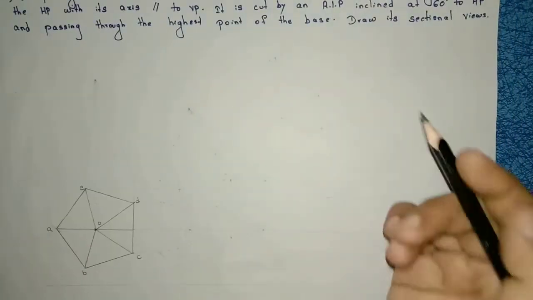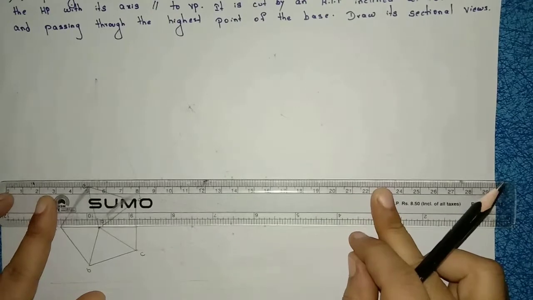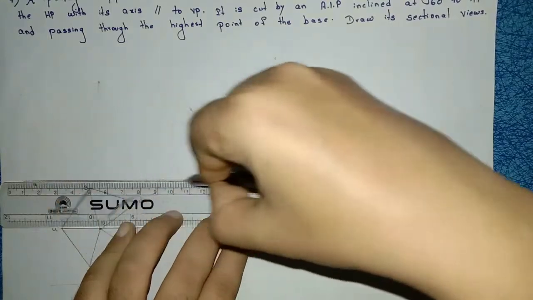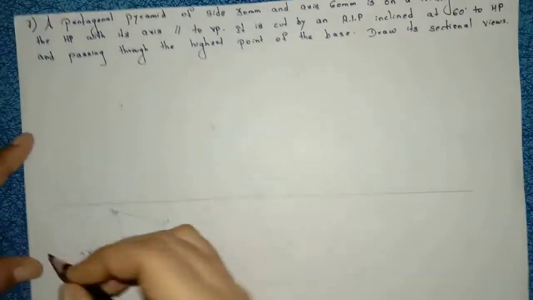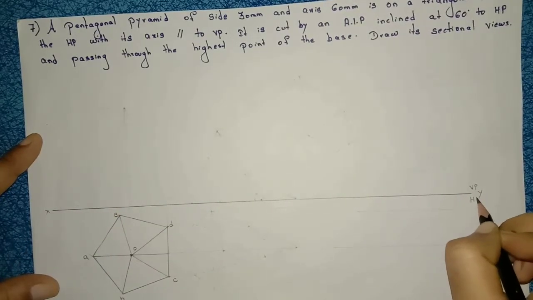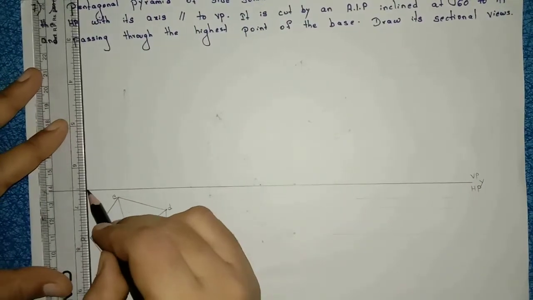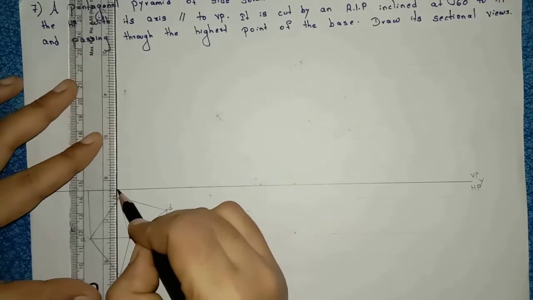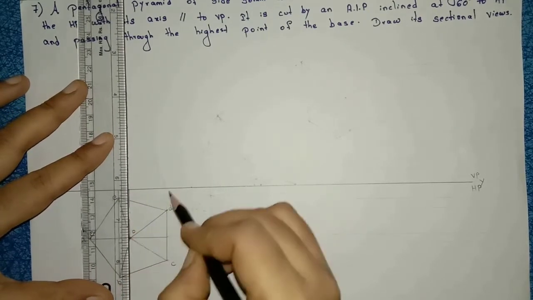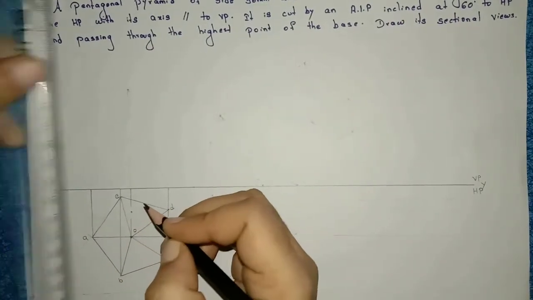After constructing the pentagon, from this corner leave a 5 mm gap and draw the reference line of any length. Name it as XY, vertical plane, horizontal plane. Now project all these corners till the reference line. From the midpoint you should construct the axis line. Now the axis height is 60 mm. Take 60 mm.